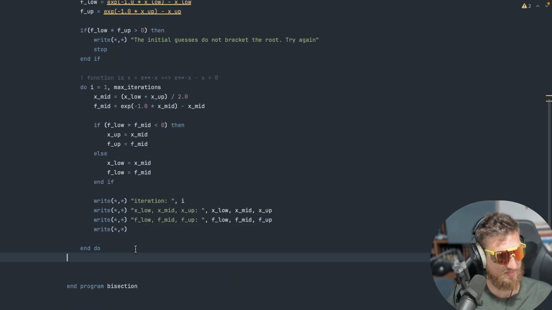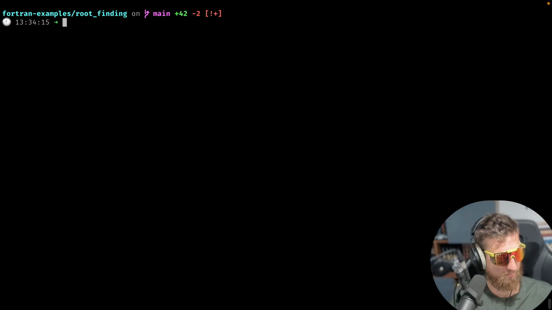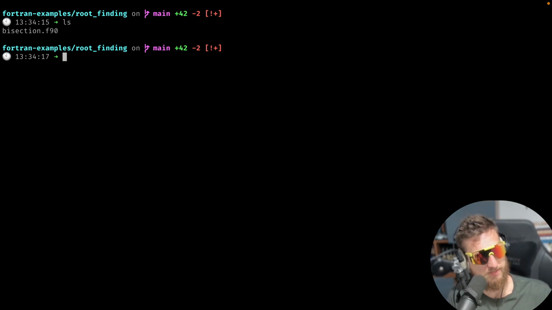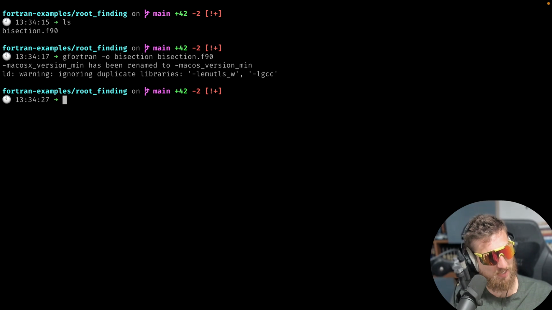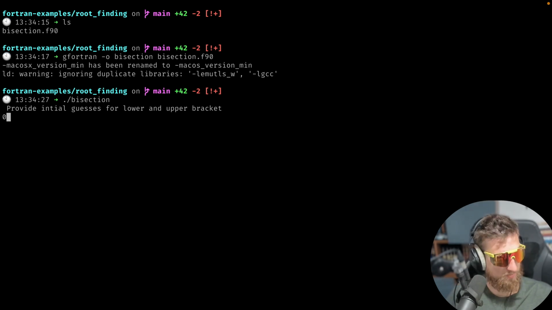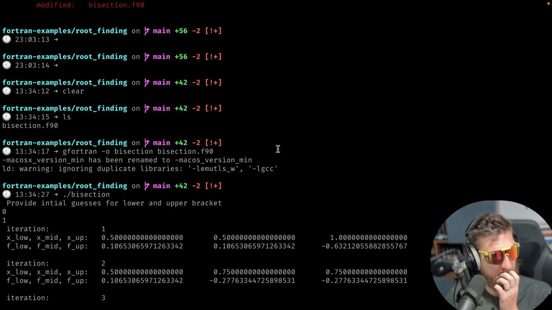And do. So that's basically how we do a loop. You see there's no increment counter or anything. Cool. Alright, so we got the bisection here, so gfortran -o bisection bisection.f90 compiled alright. So let us run this. So lower and upper, 0 and 1. Cool. So I picked 0 and 1 for my brackets.